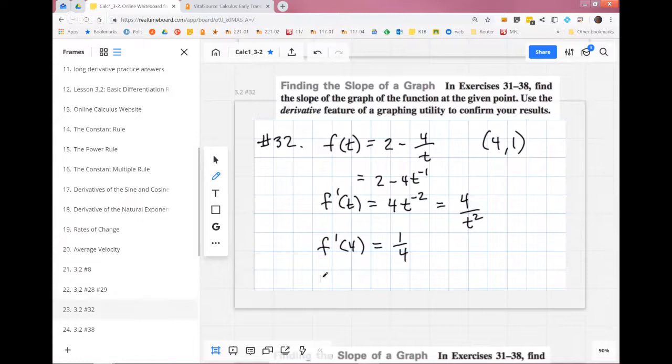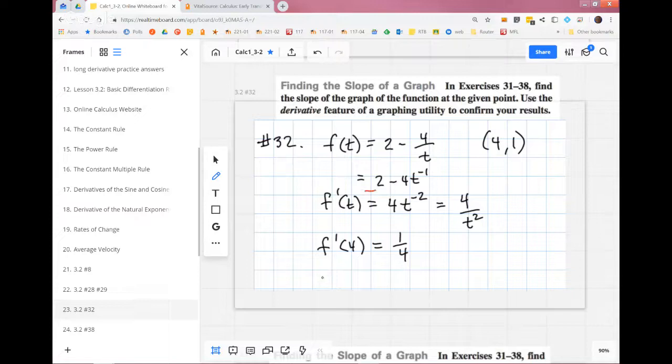So let's just take a look at 32. Finding the slope of a graph. So in this section, find the slope of the graph of the function at the given point. This is old stuff, kind of, but let's just do it. Except notice today you don't have to do the long derivative. Praise the Lord, right? So here's our function.